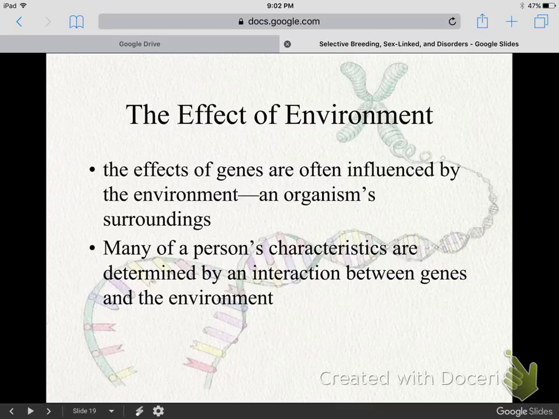So when we look at genes and the inheritance of specific genes and traits, you also have to look at the effect the environment has on you. Because yes, we are who we are because of the traits that we have, but the environment also plays a large role. The effects of genes are often influenced by the environment, so where the organism grew up, what its surroundings are, things like that. Many of our characteristics are determined by the interaction that our genes have with the environment. So, yes, we have DNA that makes us a specific way, but our environment also molds us.